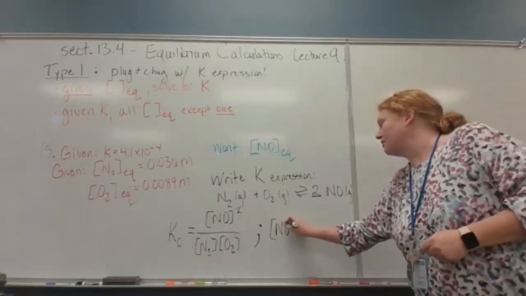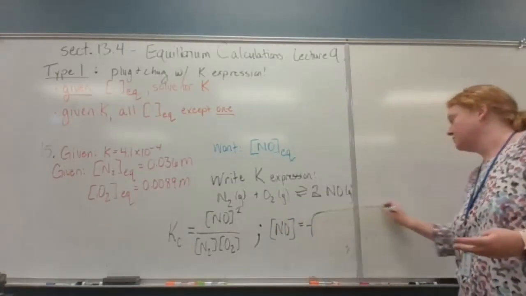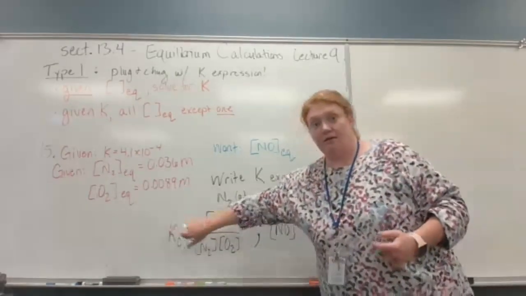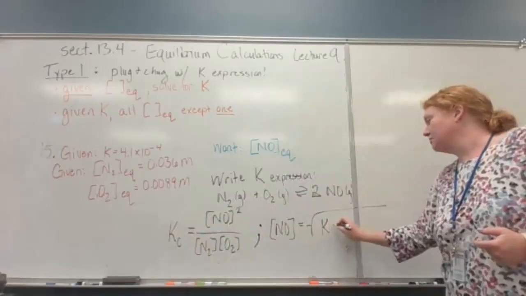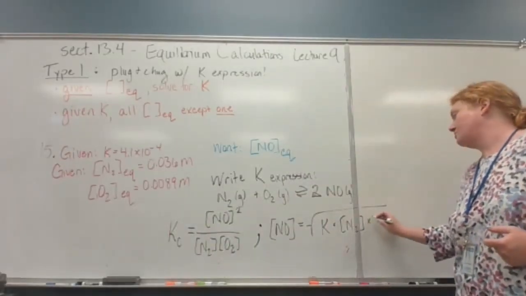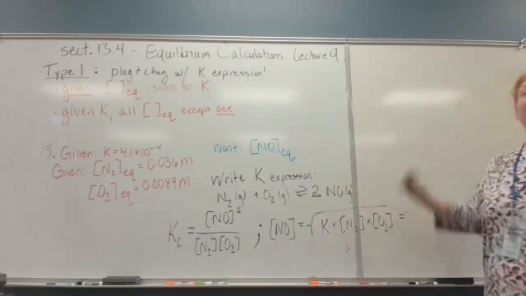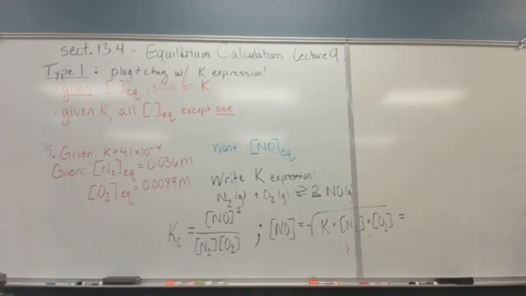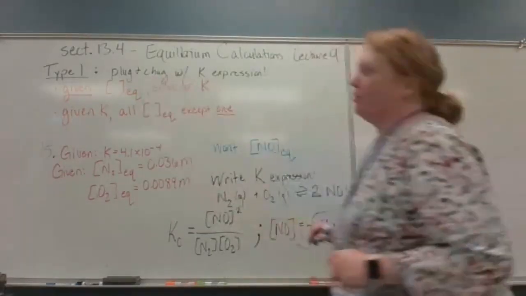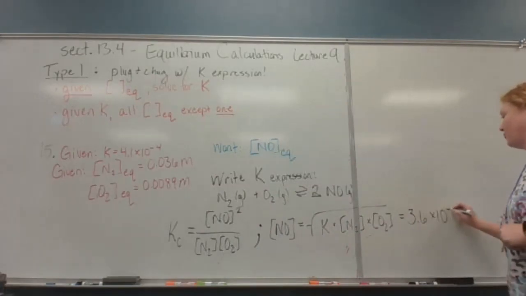The concentration of NO at equilibrium is equal to the square root of K times the N2 concentration times the O2 concentration. Plug and chug. Yes? Yes. Plug and chug. Yes. 3.6 times 10 to the negative fourth.